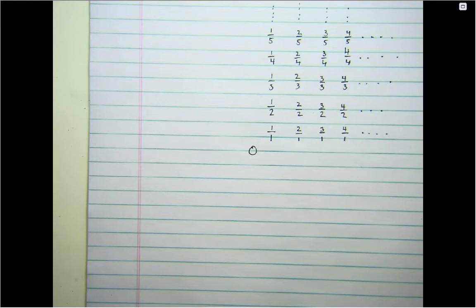For example, if you wanted to look for 100 over 101, it would be 100 columns to the right and 101 rows up. 1,000,000 over 1,000,001 would be 1,000,000 columns to the right and 1,000,001 rows up. So we have all the positive fractions. Now let's list all the negative fractions in the lower left quadrant the same way.